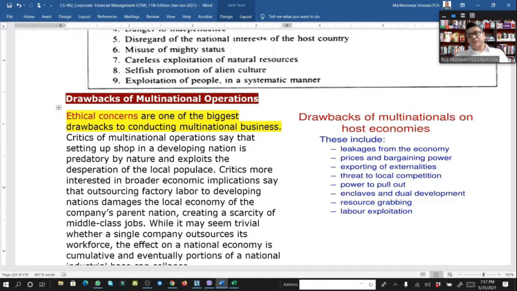Leakage from the economy, price and bargaining power, etc. This includes the host economy. For example, if any company comes to our country at this moment, the government is giving different types of facility for FDI. And also, we have the special economic zone.